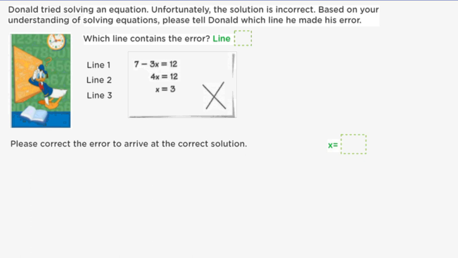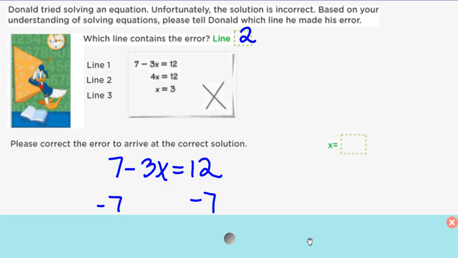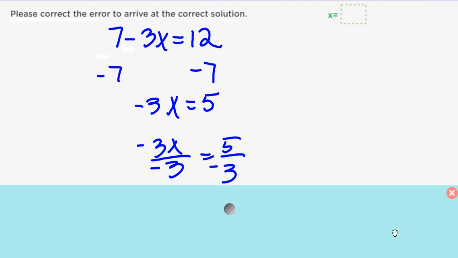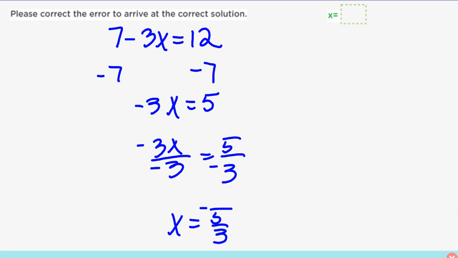So as we look at Donald's steps, we can see that there was an error made on line 2. He incorrectly combined unlike terms. 7 and negative 3x are not alike, therefore we cannot put them together. What should Donald have done? Well, we should have had him subtract 7 from each side of the equation. Therefore, now we have negative 3x equaling 5. Then we have to undo that multiplication of negative 3 by dividing each side by negative 3. Therefore, that leaves us with x equals negative 5/3.